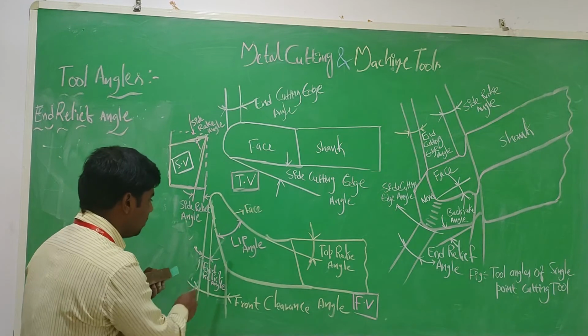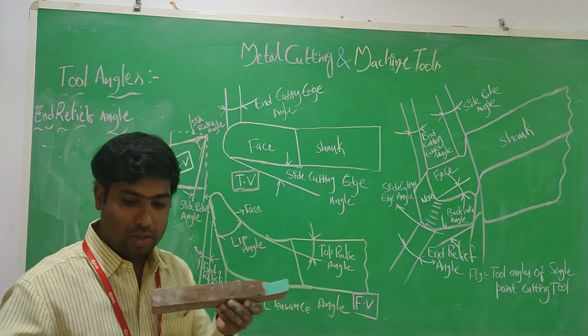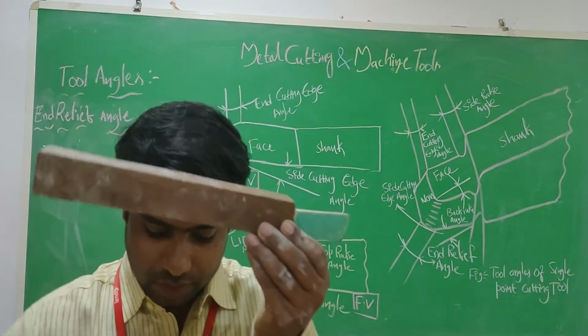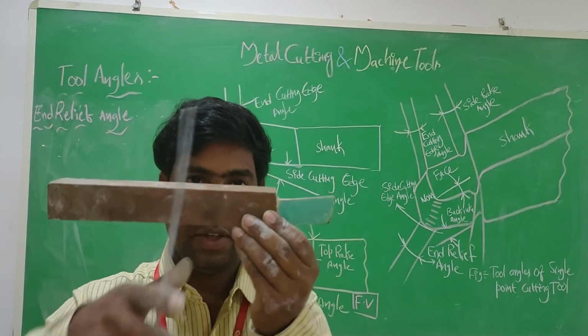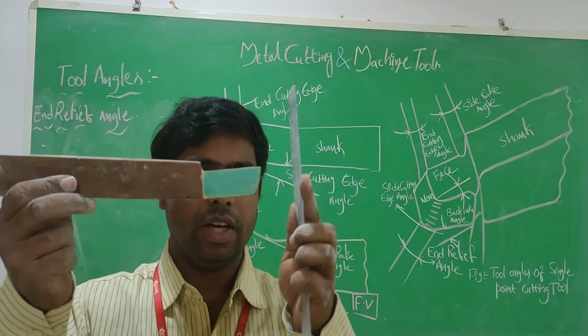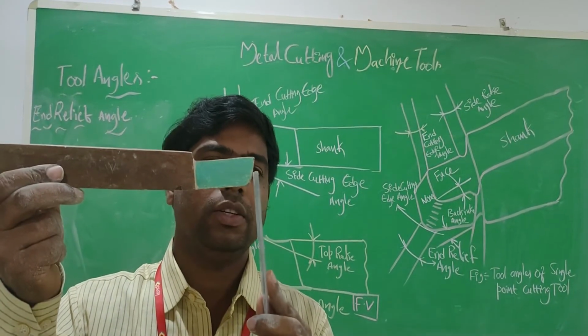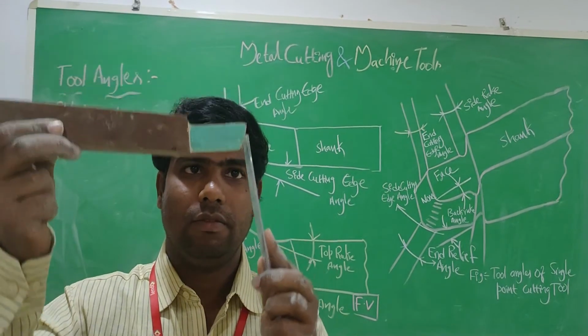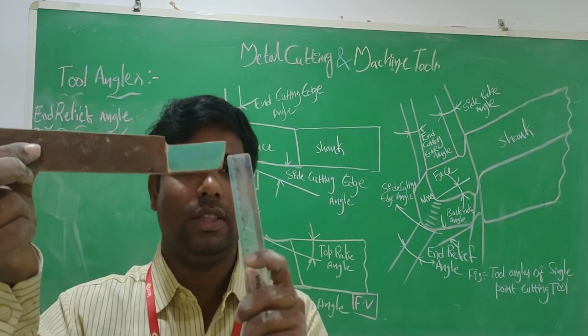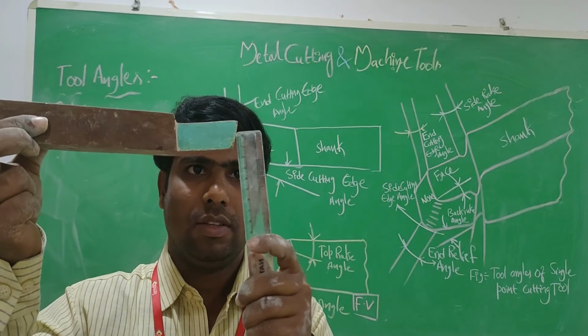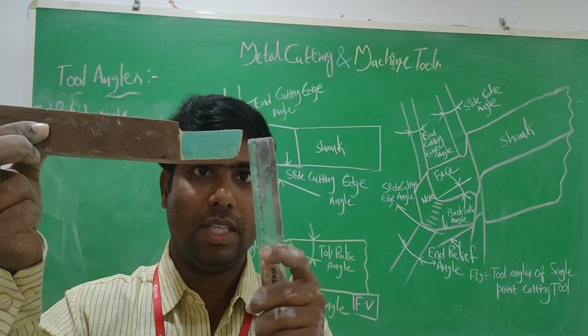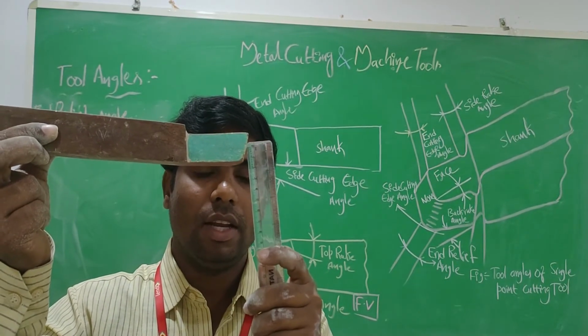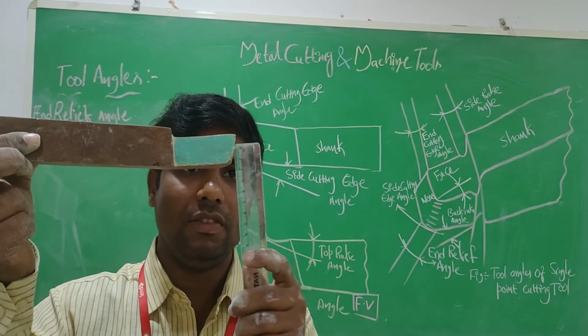This is the front view. This is the end relief angle. Where is the end relief angle? This is the front view. Also, where is it? So this much distance is there, na? So this is the clearance angle, but this is the end relief angle.